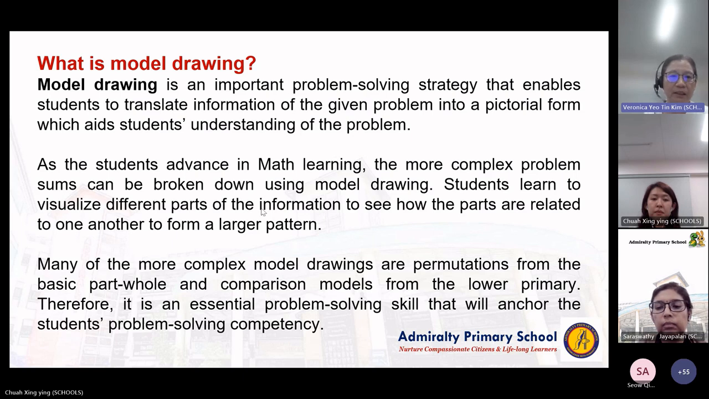So you will see that a lot of the complex models later on at the middle and the upper primary are actually permutations changed from the basic part-whole comparison model from the lower primary. That is the reason why I mentioned we should try to teach model drawing and make sure that the kids are aware what to do with the model drawing at a lower level. Get the skill right first so that they have less problem coping with the permutations later on.